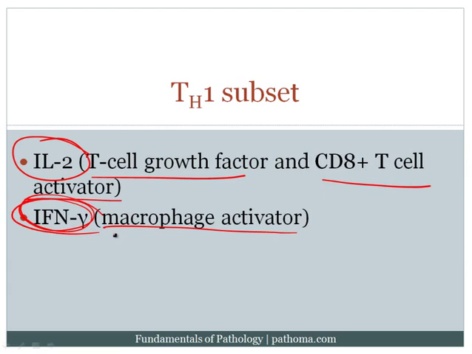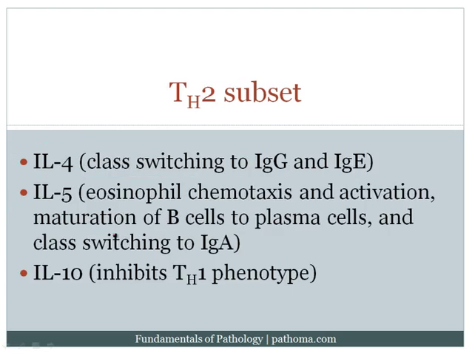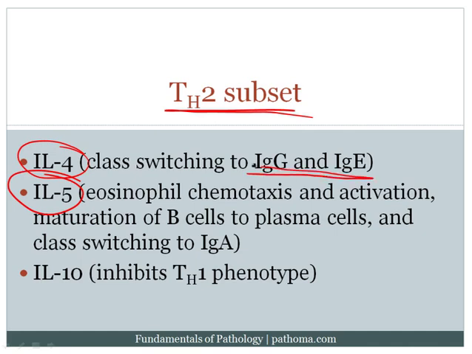So these are the key products of the Th1 subset, and you do have to be familiar with these products for examinations, and you need to know what they actually do as well. The Th2 subset helps the B cells by producing IL-4 and IL-5. These are the two big molecules you need to be familiar with. IL-4 causes class switching to IgG and IgE, and IL-5 helps bring in eosinophils, causes maturation of B cells to plasma cells, and allows class switching to IgA.